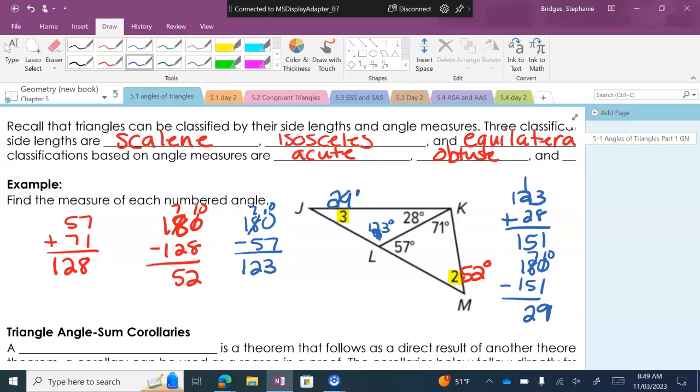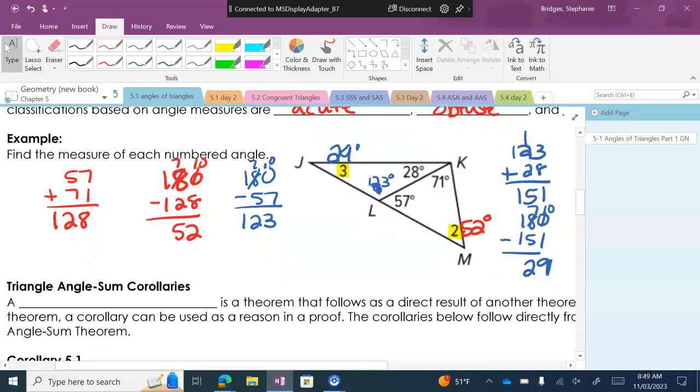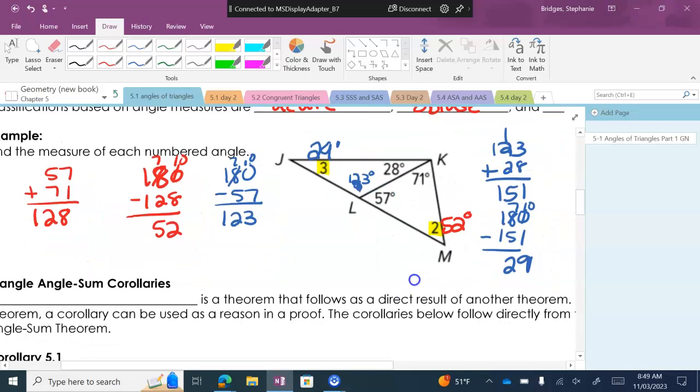We can also use the linear pair that we did, the 57 and the 123. And then we still have vertical angles that we talked about and all the other angle pairs. So any of that we have already learned can be used in any of these. Everybody good so far?